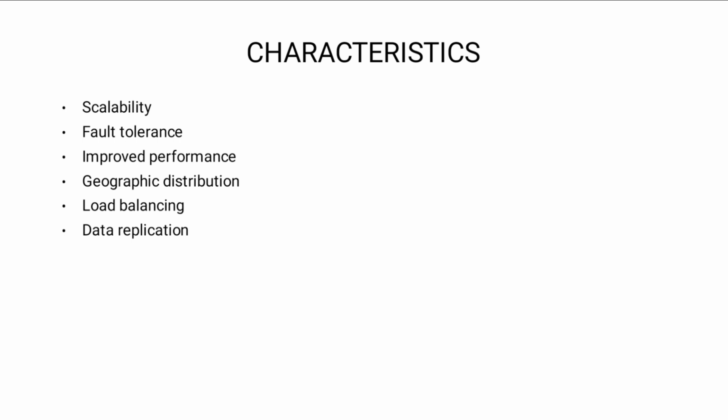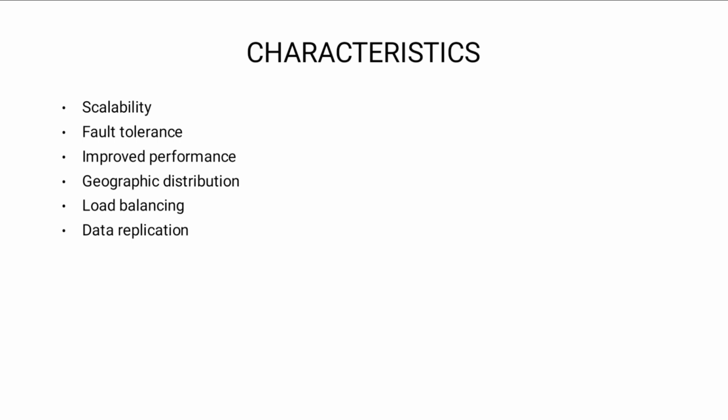Geographic distribution is also one of the characteristics. These are also advantages of a distributed database system. Load balancing. Balanced workload can be carried out so that we can avoid bottlenecks, maintaining overall system performance. At last, data replication. These are all characteristics and advantages.